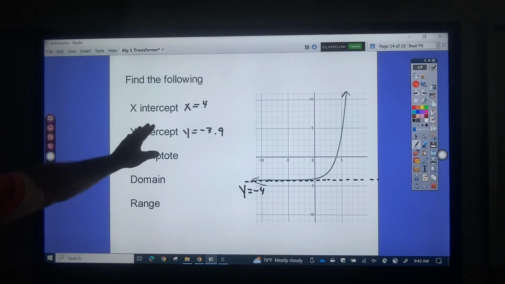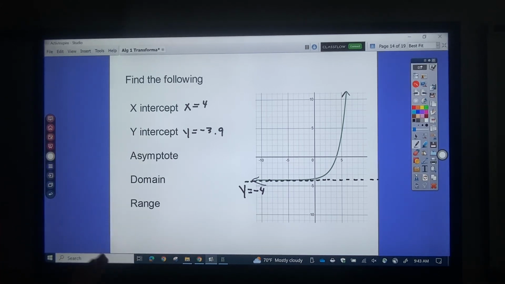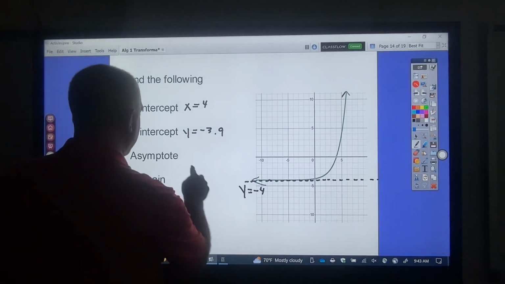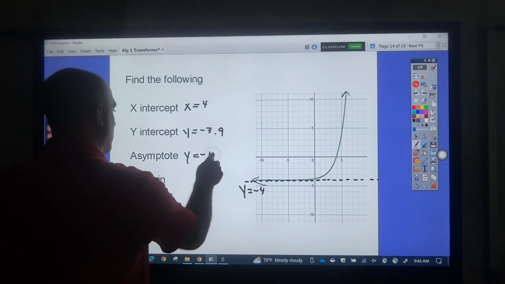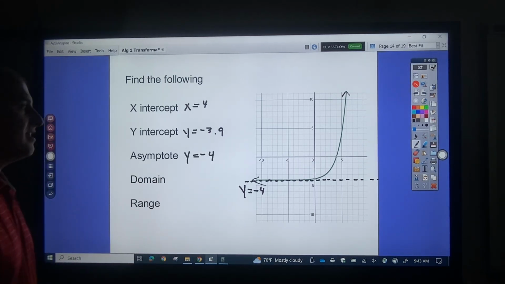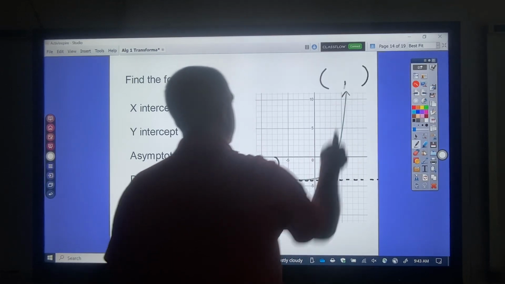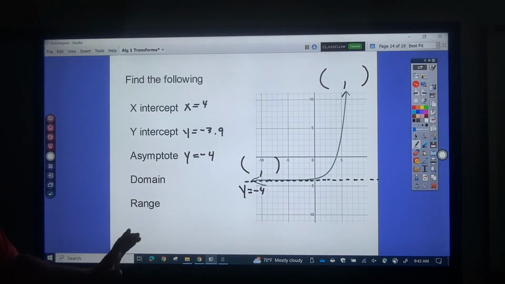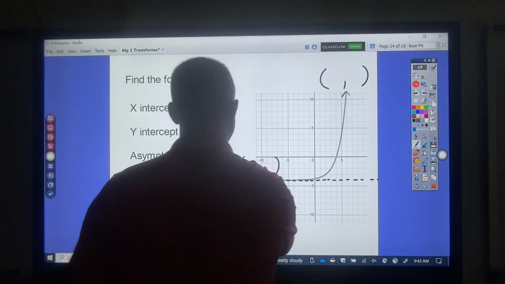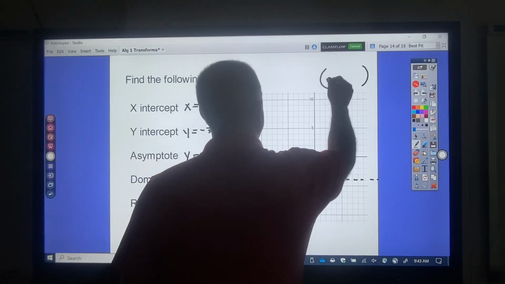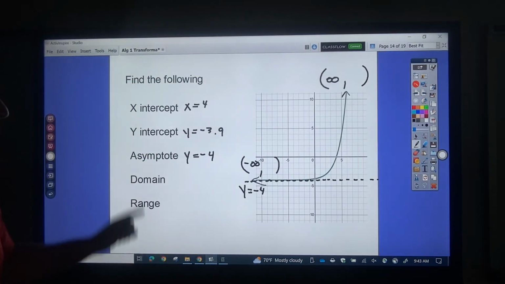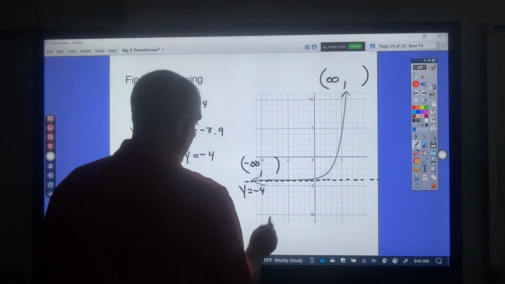All right, now, what if I said negative 3.8? It's okay, as long as it's reasonable. Okay, my asymptote there is y equals negative 4. Okay? Now, when I label the arrows, this is the only part that is different. Okay, the x's are still the same. That is a left arrow, that is a right arrow. This arrow, okay, so you can write this down.